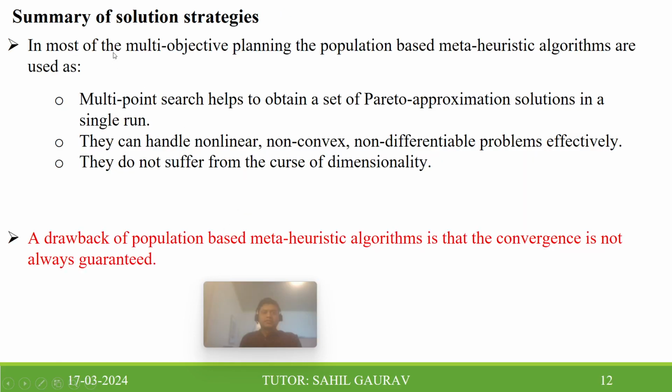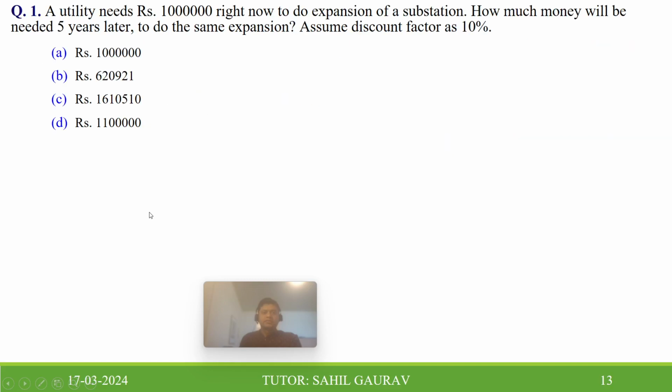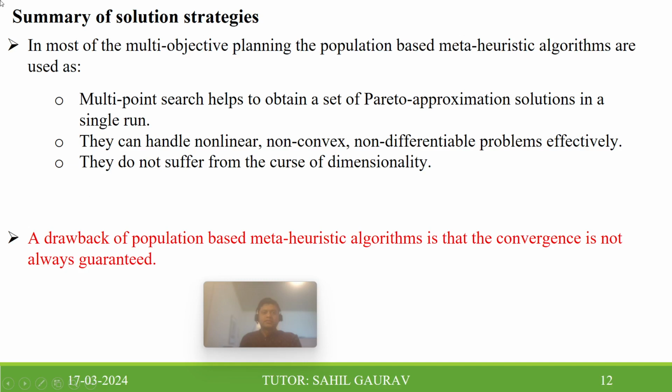For this solution strategy, in most multi-objective planning, population-based metaheuristic algorithms are used because this multi-point search helps to obtain a set of Pareto approximation solutions in a single run, and they can also handle nonlinear, non-convex, non-differentiable problems effectively, and they also don't suffer from the curse of dimensionality. A major drawback of population-based metaheuristic algorithms is that convergence is not always guaranteed. So till here, any doubt? Otherwise, we can start to solve the problems. This is a quick recap of the lectures, as most of the problems have been asked from these portions.